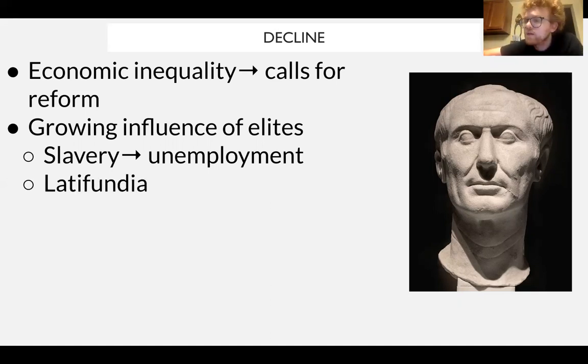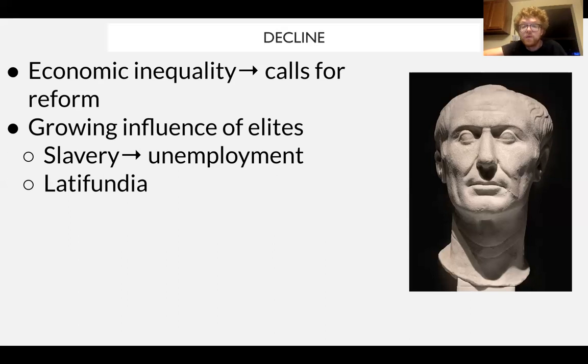But we also see the influence of these patricians grow because they are forming huge estates called latifundia. And these latifundia are going to buy up little farms and make massive territorial holdings. And increasingly, that's leading to more economic tension between the plebeians and the patricians.